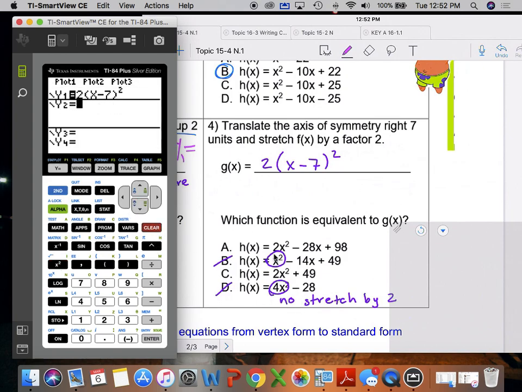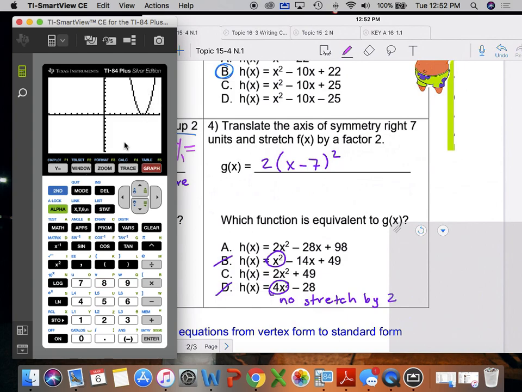Now in y2, we've knocked out B and D because if I do 2 times x squared, there should be a 2 in front, and B and D do not have those options. So A is 2x squared minus 28x plus 98. Now when I look at that graph, it looks like there's only one. Let me zoom out once. So I can only see one, and I'm not seeing anything else pop up.